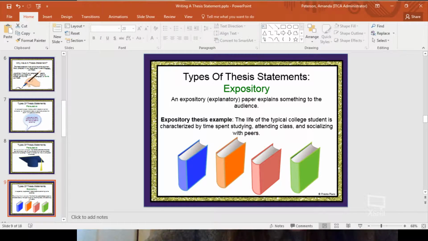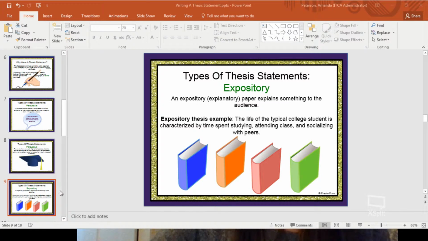Another type of thesis statement is expository. An expository or explanatory paper explains something to the audience. Okay, so an expository thesis example is: the life of a typical college student is characterized by time spent studying, attending class, and socializing with peers. Okay, you know this paper is just going to tell you kind of what's up and what it is. This is exactly what a college student is talking about, and look, you have 3 main points: studying, attending class, and socializing with peers.